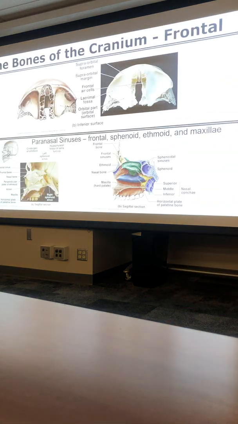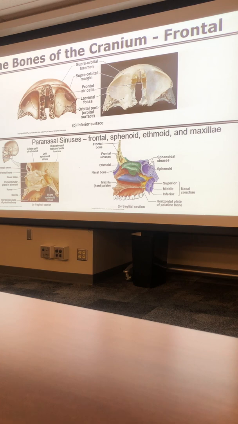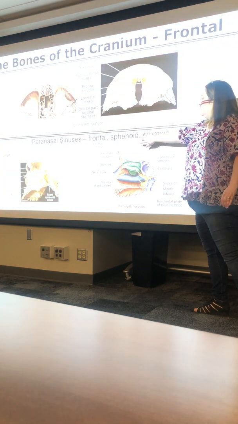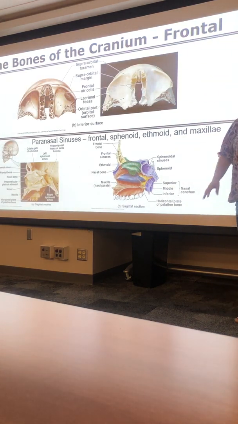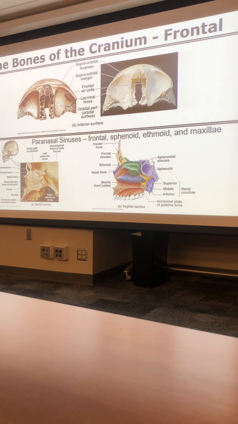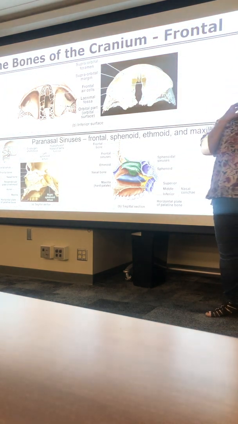The frontal sinuses are part of the paranasal sinuses. The paranasal sinuses include the air-filled spaces within the frontal bone, the sphenoid bone, the ethmoid, and the maxillae. There's 2 maxillae, so that's why it's called maxillae. Maxilla would be singular. These are air-filled chambers that act as extensions of and open into the nasal cavity.